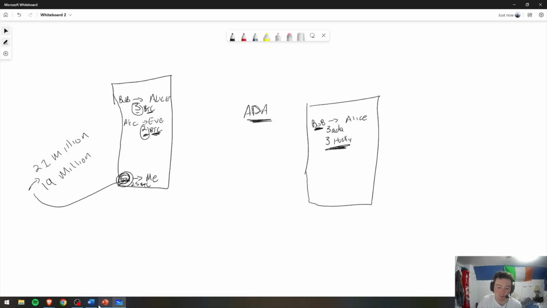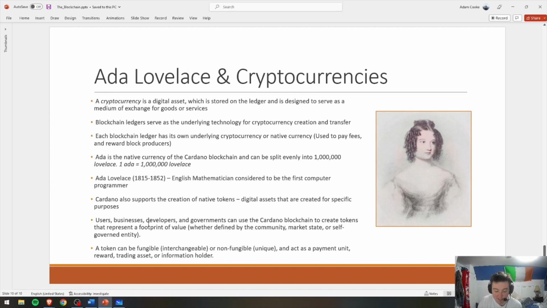The nice part about this is that you can imagine businesses, governments, whoever, issuing their own tokens. And then you can theoretically have your own cryptocurrency, whoever you are, government, business, and deal with it how you see fit. And so a token can be fungible, meaning exchangeable, interchangeable. ADA, for example, is fungible, or it can be non-fungible.